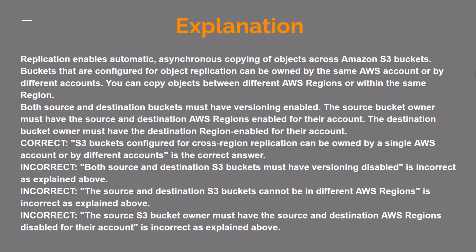Incorrect. Both source and destination S3 buckets must have versioning disabled is incorrect, as explained above. Incorrect. The source and destination S3 buckets cannot be in different AWS regions is incorrect, as explained above. Incorrect. The source S3 bucket owner must have the source and destination AWS regions disabled for their account is incorrect as explained above.